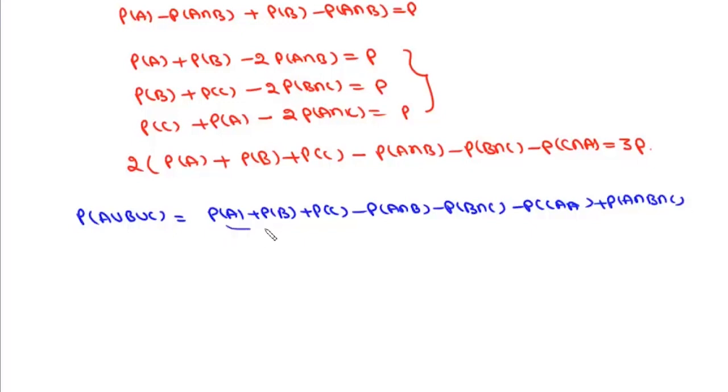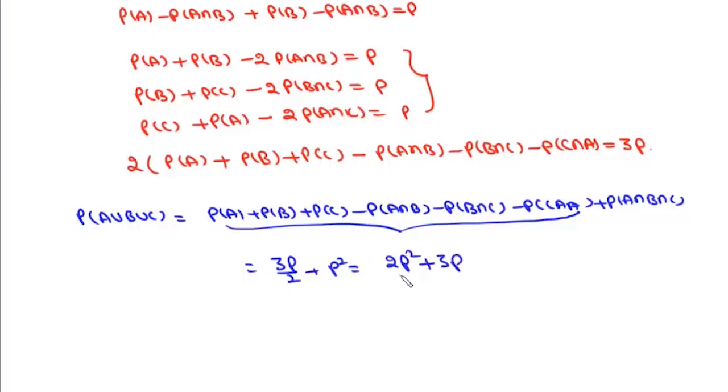Now we already know this value. This is 3P by 2. So we can write this as 3P by 2, and the intersection, all these three occur simultaneously, is given in the question as P square. So this probability will be P square plus 3P by 2.